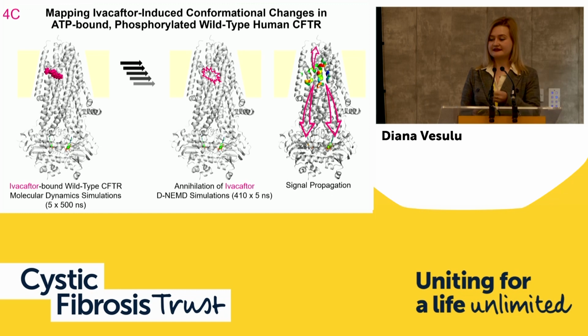Then, I map the signal propagation from the ivacaftor binding site to identify the pathways connecting this site to functionally important regions in CFTR, such as the ATP binding sites. By mapping disease-causing mutations to these allosteric pathways, we can gain a better understanding of how ivacaftor restores CFTR function.